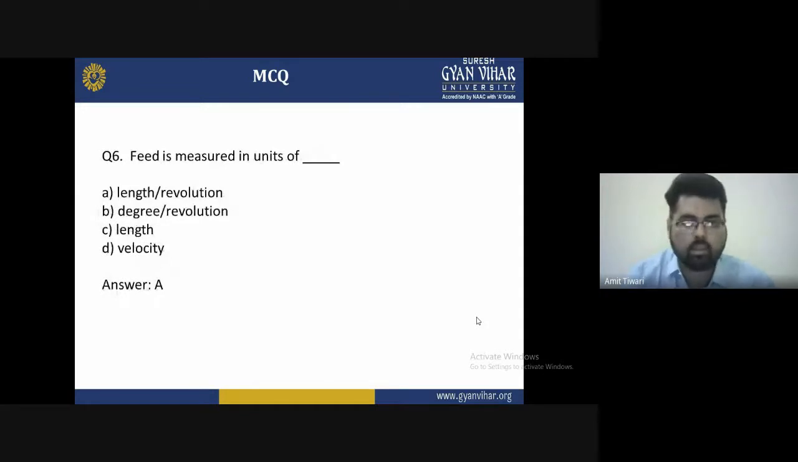Question number 6, the feed is measured in units of: option A, length per revolution; B, degree per revolution; C, length; and D, velocity. So the correct answer is A, that is, the feed is measured in units of length per revolution.